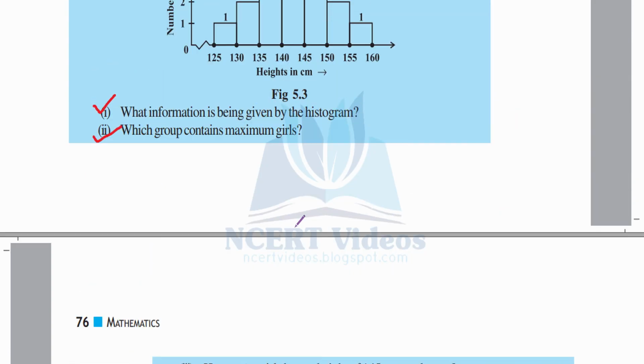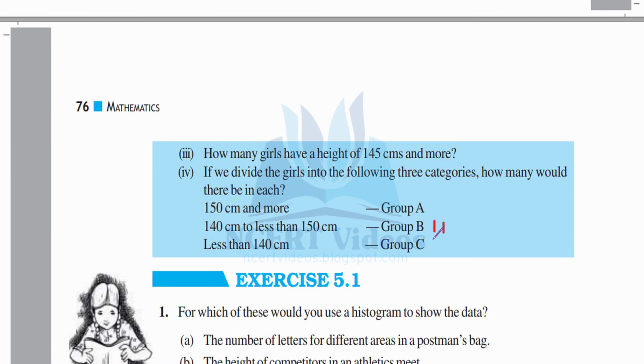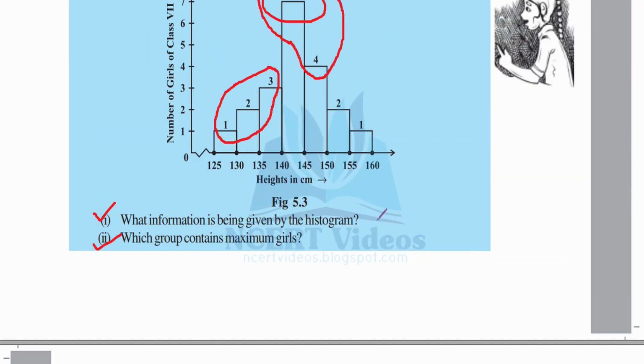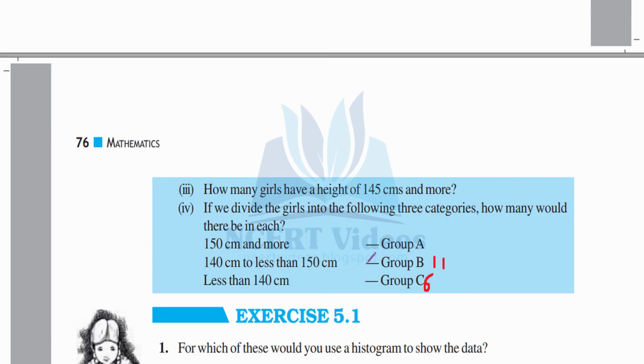Less than 140 centimeters. Well, less than 140 centimeters, that is, up to 139. We will have these 3 bars for addition. So 3 plus 2 is 5, plus 1 is 6. Therefore, 6 students for group C. So we observe that with the help of a histogram, we can easily collect information from a large amount of data. So this was the introduction to our chapter named Data Handling for Standard 8th. Based upon that, we shall try to solve exercise 5.1 in the next tutorial.